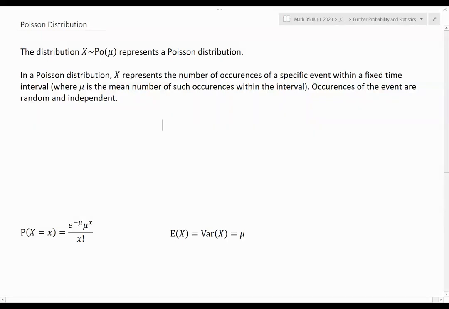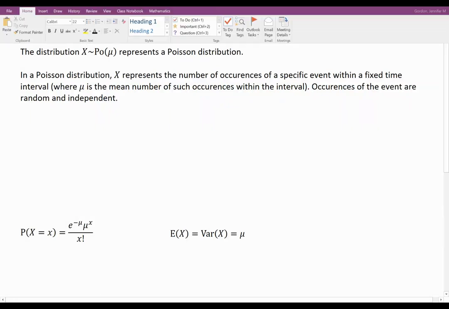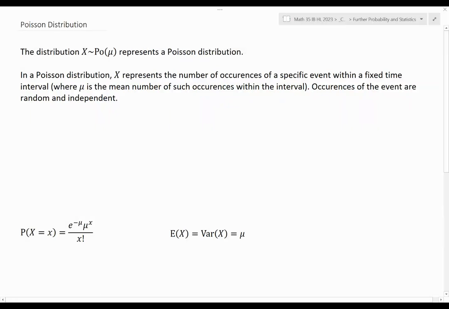Hello, in this video we're going to look at the Poisson probability distribution, named for a mathematician whose name was Poisson. The distribution is represented as shown here. We have random variable x distributed. We use PO to represent the Poisson distribution, and a mean is the only parameter we need to represent that distribution. So x here is representing the number of occurrences of a specific event within a fixed time interval, where mu is representing the mean number of occurrences within the interval.